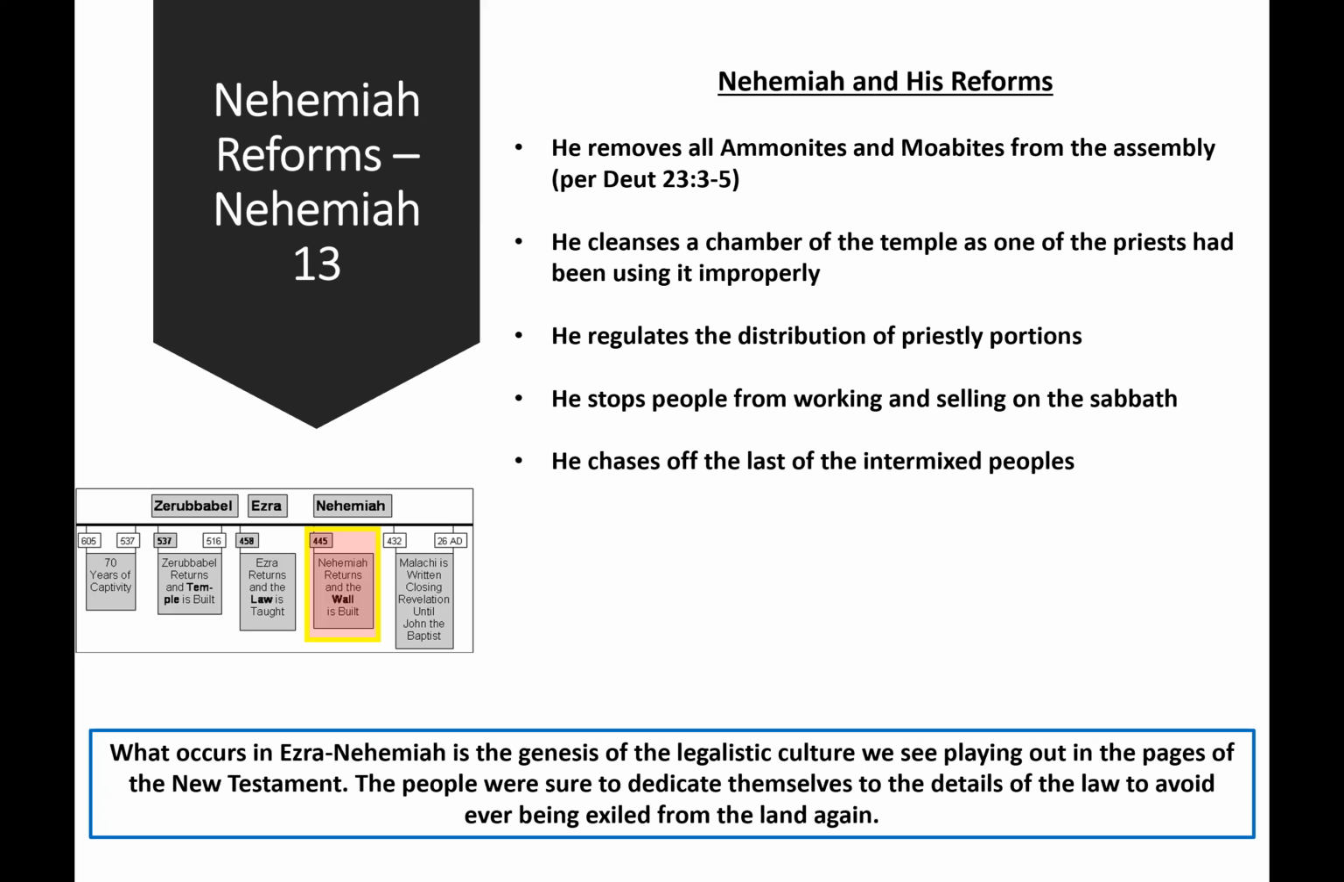He also cleanses a chamber of the temple, as one of the priests had been using it improperly while he went back to see the king. He regulates the distribution of the priestly portions to make sure that it's according to the law and that it's fair. He stops people from working and selling on the Sabbath. So there's people that were trying to come into the city on the Sabbath and to sell, and so he stopped that from happening. And then he chases off the last of the intermixed peoples, trying to bring the people back to the original people that God wanted them to be, or God had designed them to be.